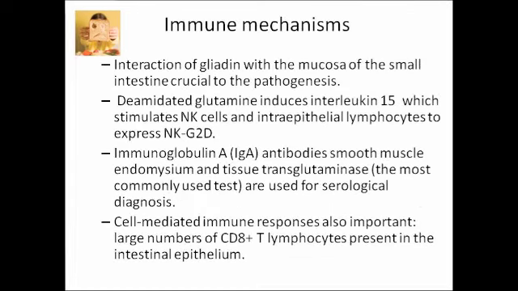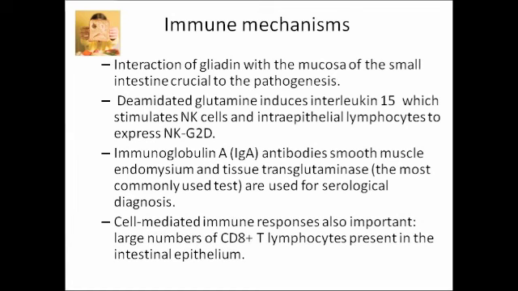Immune mechanisms. Interaction of gliadin with the mucosa of the small intestine is crucial to the pathogenesis of celiac disease. The relative pathogenic importance of humoral versus the established role of the cellular immunity in the pathogenesis of celiac disease is still uncertain. Innate responses to gliadin are perhaps even necessary to trigger the gliadin-specific T-cell response in genetically predisposed individuals. This may be why we saw in our patient only displaying symptoms after the attack by the mononucleosis virus.